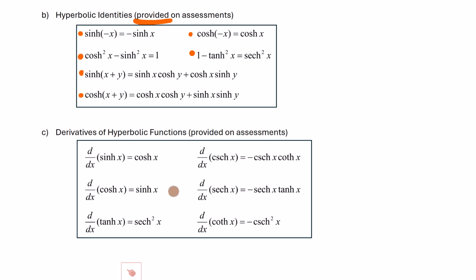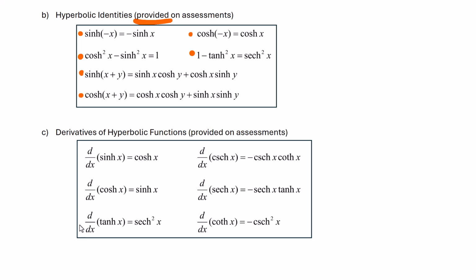Now you'll notice a subtle difference there. If you go back to basic trigonometry, the derivative of sine is cosine, so that looks familiar to us. But in trigonometry, the derivative of cosine is negative sine. So we're seeing a difference here now where there's no negative sign in front of the sine hyperbolic function.